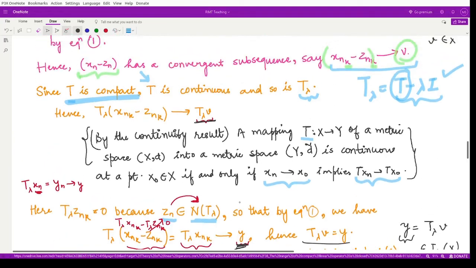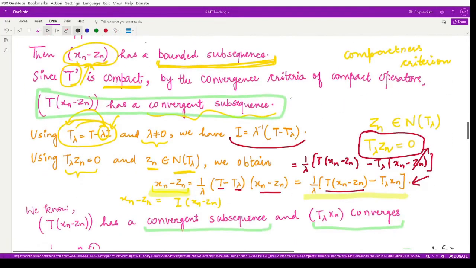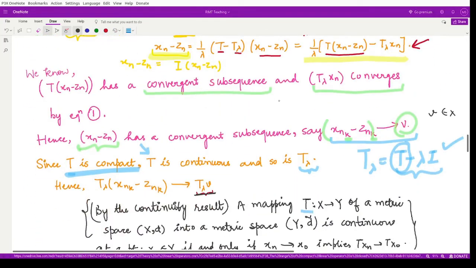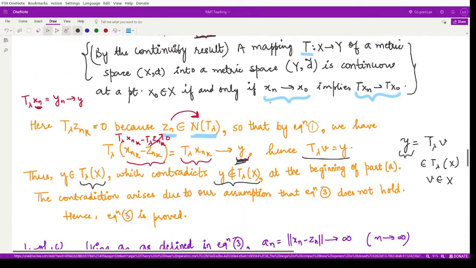What was our assumption in this case? We assumed that equation 3 does not hold, that is, that this distance is not infinity. This is incorrect. So what is the correct thing? That this distance converges to infinity. That means the distance is never going to be a finite number. It is always going to be infinite. So this proves our part B. Part B is proved.